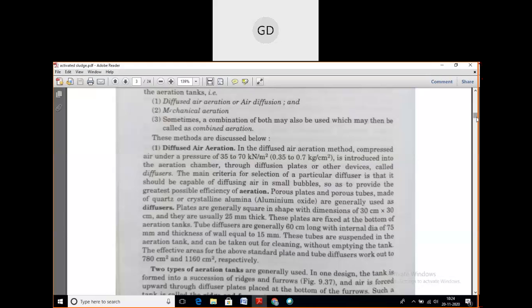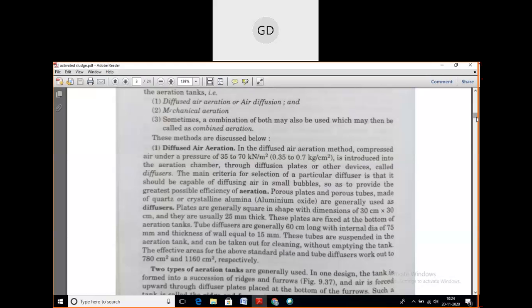So the main criterion for selection of a particular diffuser is that it should be capable of diffusing air in small bubbles, so as to provide the greatest possible efficiency of aeration. If it diffuses the air in small bubbles, it gives the best aeration process.